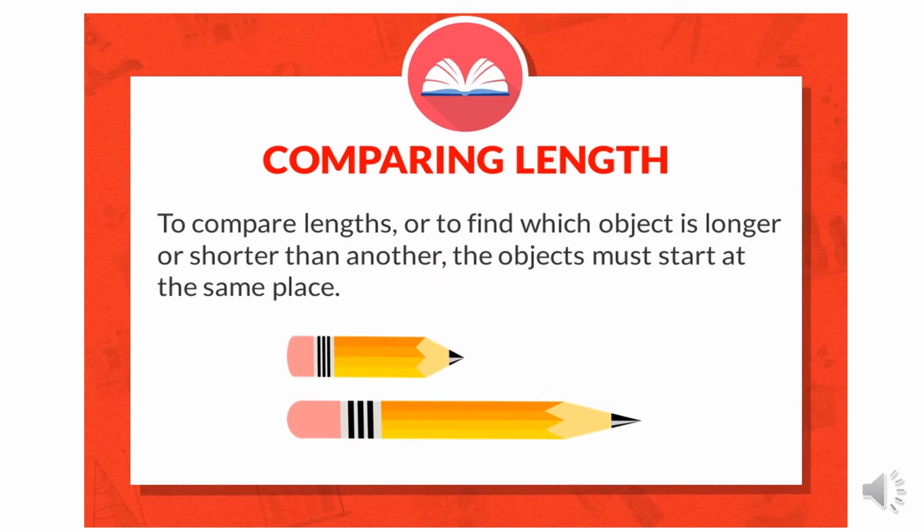To compare lengths or to find which object is longer or shorter than another, the objects must start at the same place. This is very important when we're comparing lengths. So see both of these pencils, they are both having the same starting point. This means that when we compare their lengths, it will be fair.